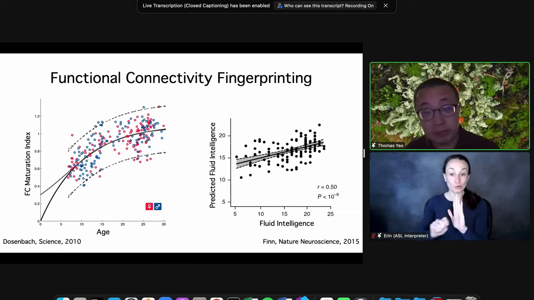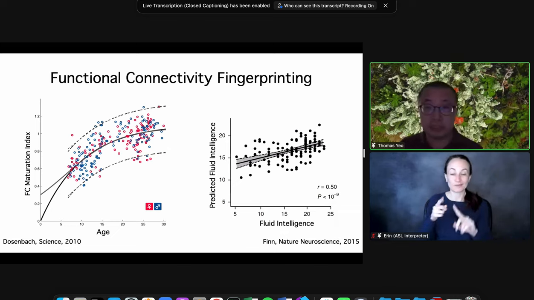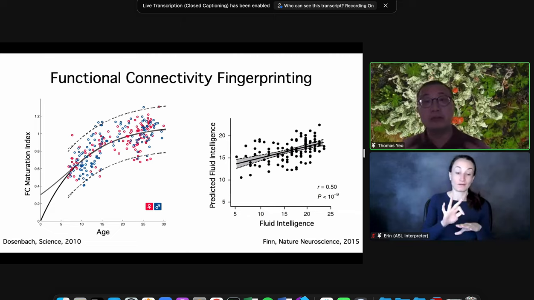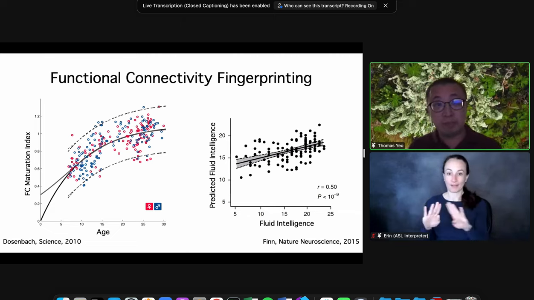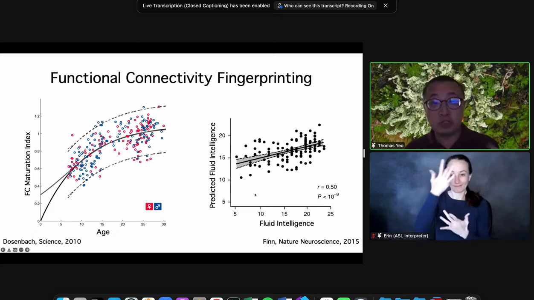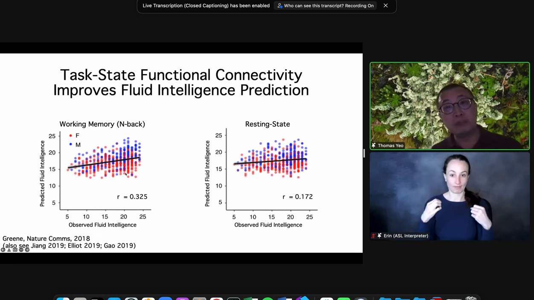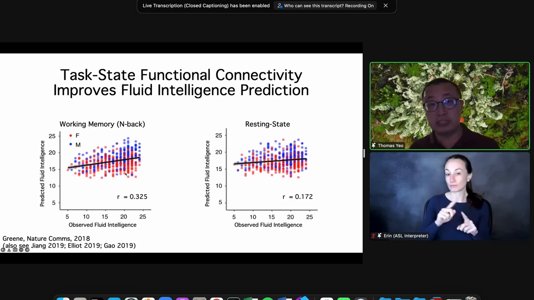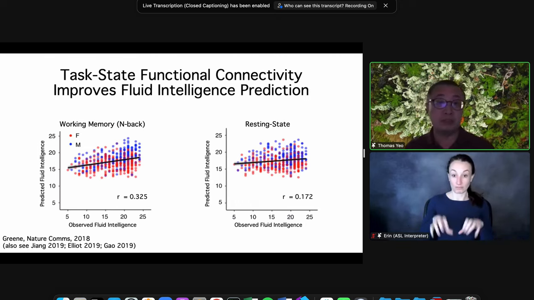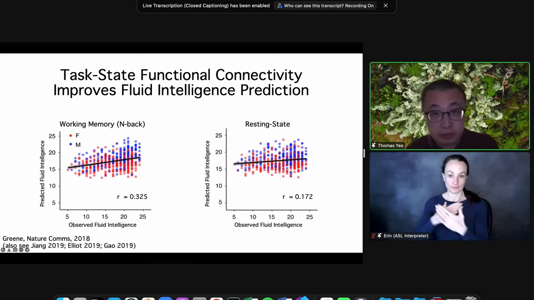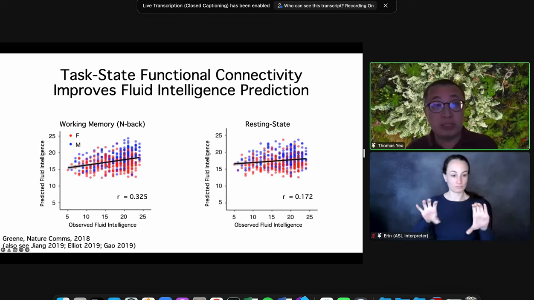This is, of course, not a new topic, right? There have been many studies relating functional connectivity with behavioral traits in both healthy participants and participants with illness. So, for example, resting state functional connectivity has been used to predict brain maturity and fluid intelligence in healthy individuals. However, multiple groups have shown that task state functional connectivity is better than resting state functional connectivity for predicting cognitive performance. So here are two plots from Abigail Greene's 2018 study.